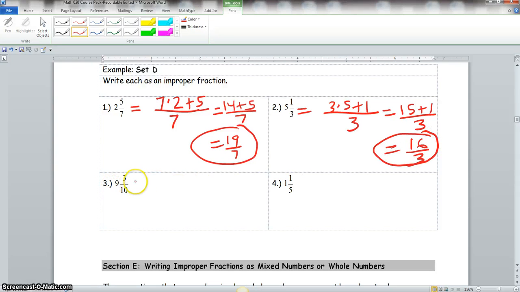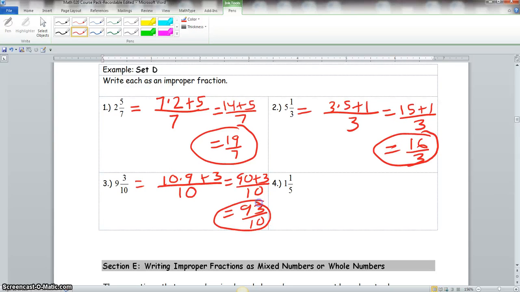Now we come here to number 3. Again, our denominator stays 10, and our numerator would be 10 times 9 plus 3. 10 times 9 is 90 plus 3 all over 10. So our final answer here is 93 over 10. Now we come here to number 4. Our denominator stays 5. And our numerator, we have 5 times 1, 5 times the integer, plus the numerator. So this will give us 5 plus 1 all over 5, which is 6 over 5.